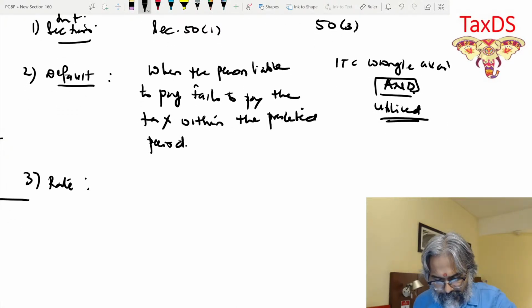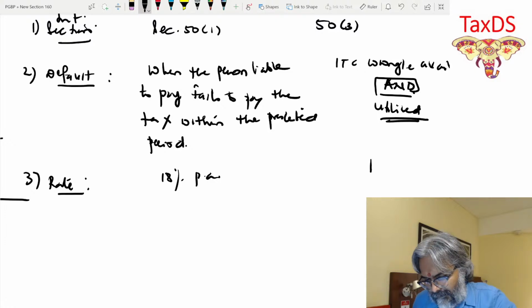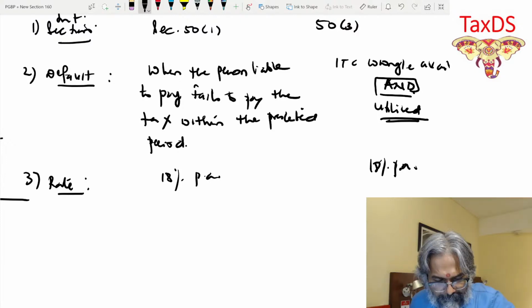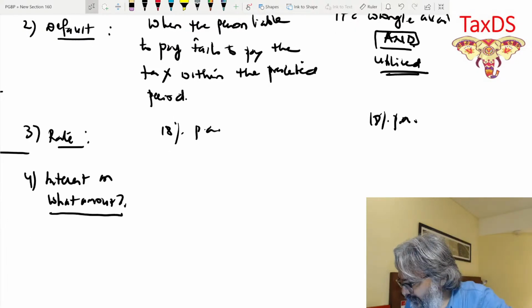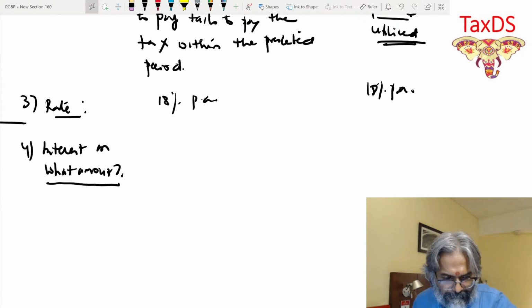The rate is the same, students, in both cases, that is 18% per annum. Now, this interest is on what amount? This is the amount on which this rate will be applied, students, in this regard.